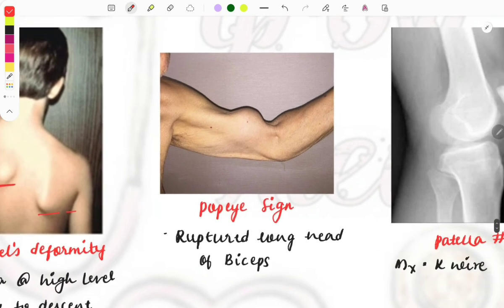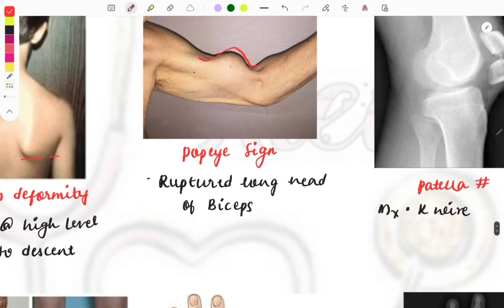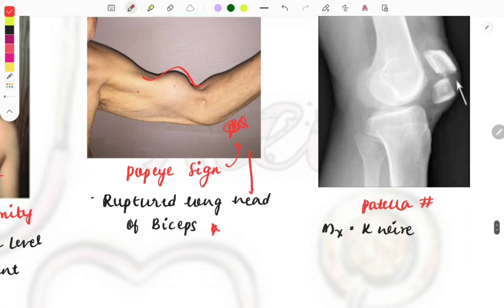Then the next sign, which is the Popeye sign. So this sign is called the Popeye sign, and this occurs due to a ruptured long head of biceps. See, a question can be asked by just giving this image and asking you to identify the sign, or they can give the image and ask this sign occurs due to injury to which of the following. So it will be the long head of the biceps.